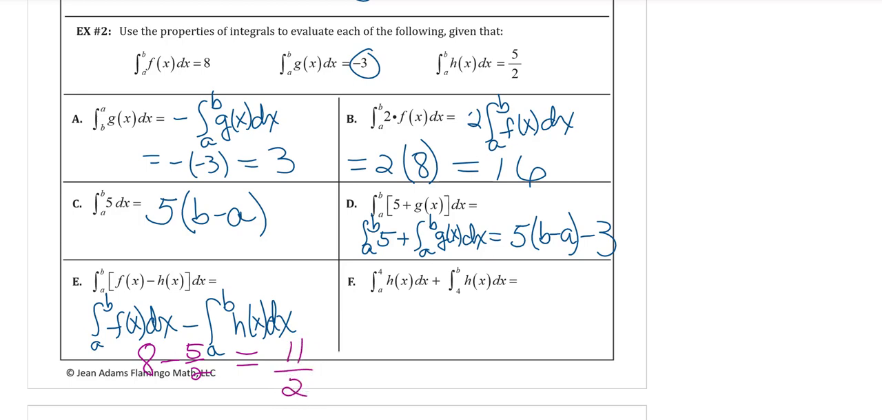And then finally, this is the property where we're breaking the interval up. We're going from a to 4 and then from 4 to b of h of x. So that would be the same as going from a to b of h of x dx. So this just has a value of 5/2.